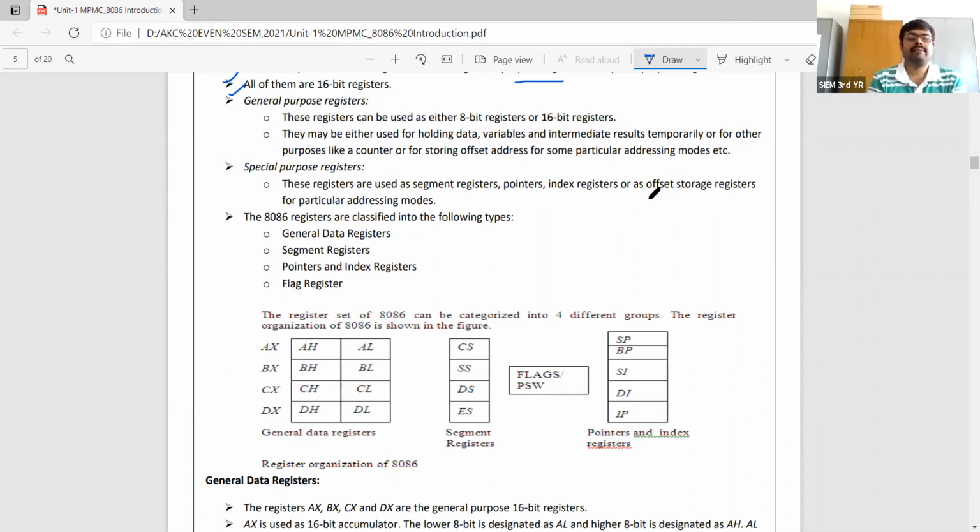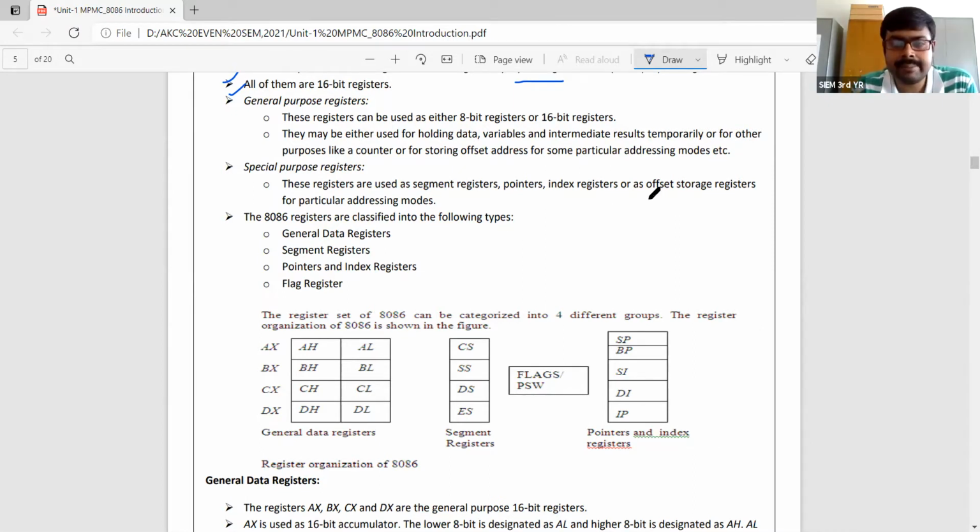Point number 2, they may be used for holding data, variables and intermediate results temporarily, or as a counter, or for storing offset address for some particular addressing modes, etc. We have seen the different tasks of the registers in the 8085 microprocessor and in digital electronics also. A register is a storage for data: 8-bit means we can store 8-bit data, and 16-bit means we can store a maximum of 16-bit data. Those are the different qualities that a register has.